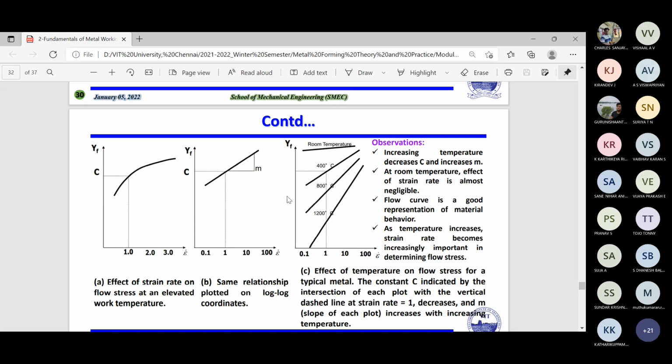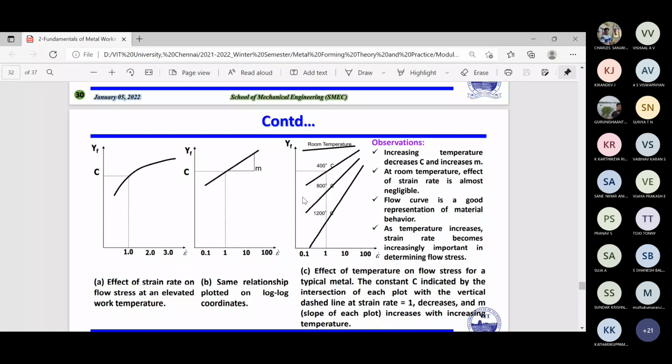If you consider the flow stress on the y-axis to be equal to C, so that means this point, then what will the strain rate be? You can make a horizontal line here and drop it down, and you will find 1 here. So the vertical dash line at a strain rate equal to 1 decreases, and m, the slope of each point, increases with increasing temperature.